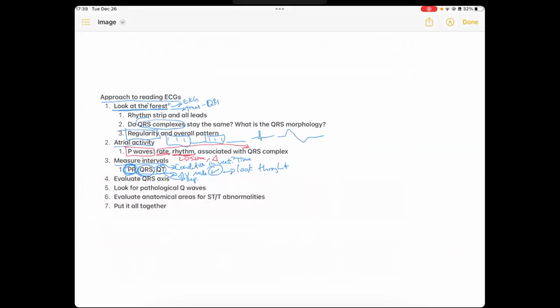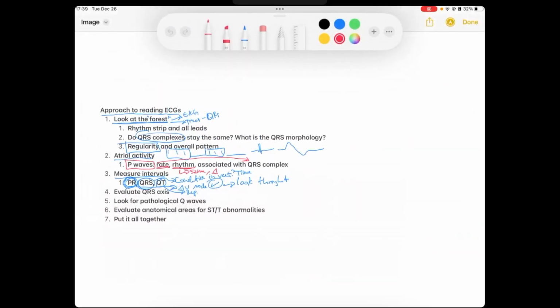And then the next thing I'll do is I'll actually evaluate, now that we're in the ventricles in our pathway, the QRS axis. We know that the QRS needs to be going down and left as well.